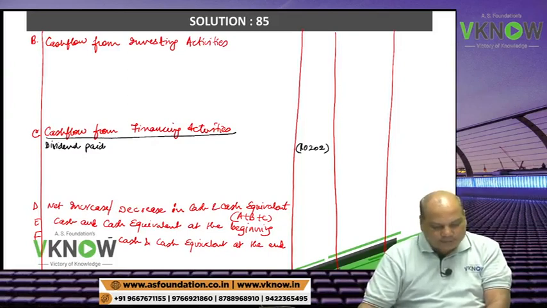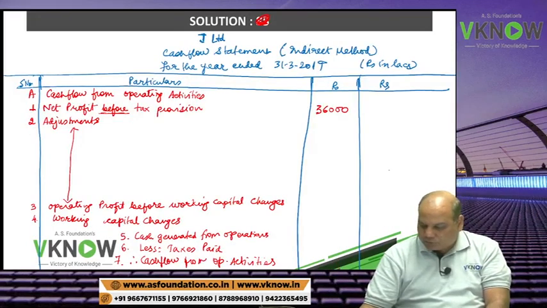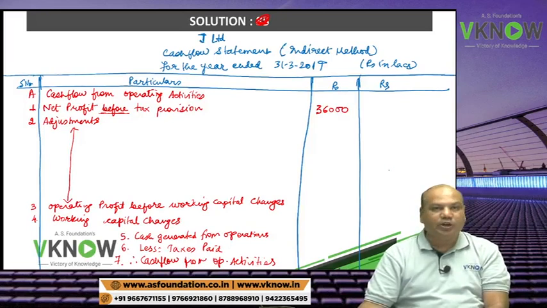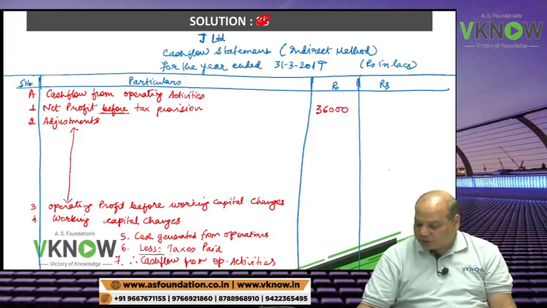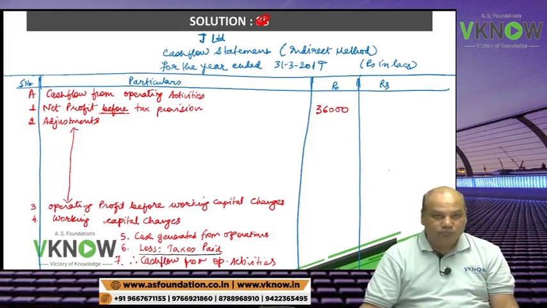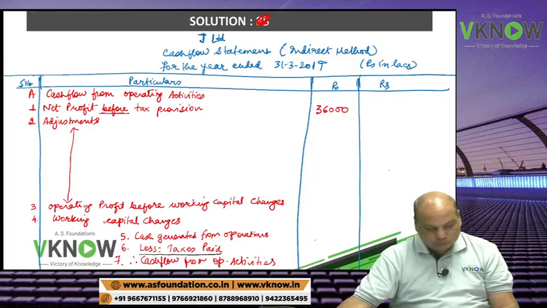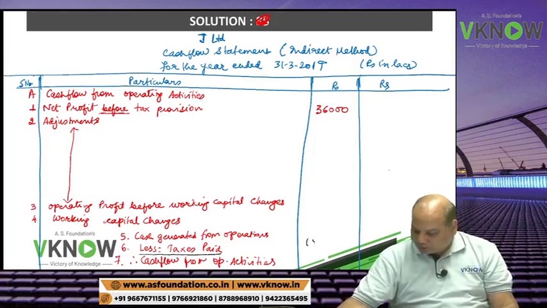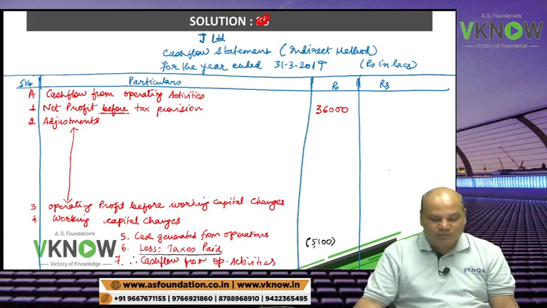Then income tax paid will come to cash flow from operating activity. In the last point number 6, less tax paid is written here. Right in the first column, income tax paid in bracket 5,100. Chetan says, I am ready. We are also ready, Chetan.